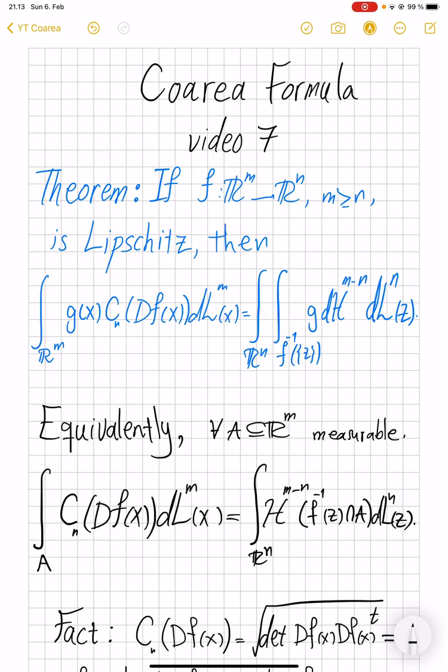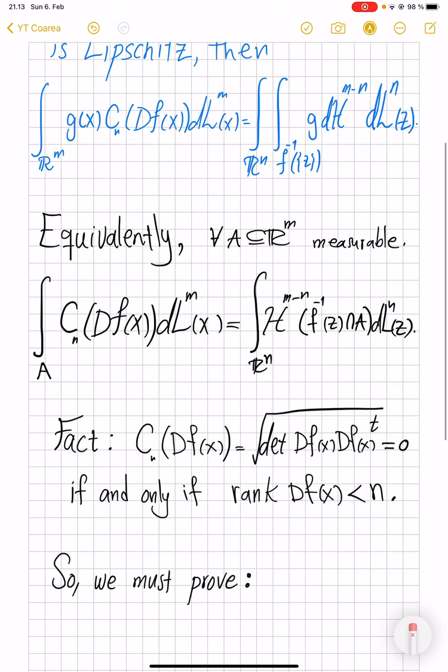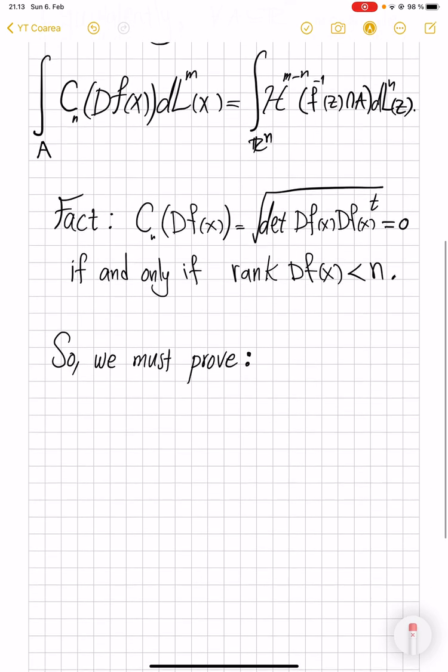Hi, the Coarea formula is stated again here for your convenience in blue. In previous videos we saw that it is enough to prove the apparently simpler case of applying it to g equal to the characteristic function of a measurable set, and in that case the Coarea formula reads as the formula you see on the screen. From the definition of the Coarea factor as this determinant, it vanishes exactly when the rank of the derivative is strictly less than n.